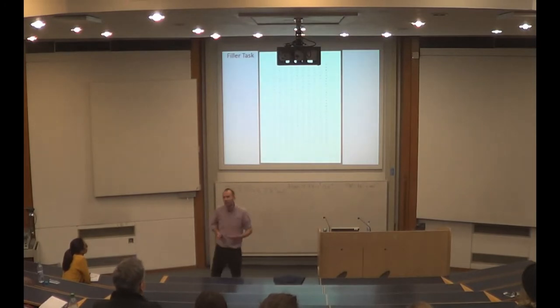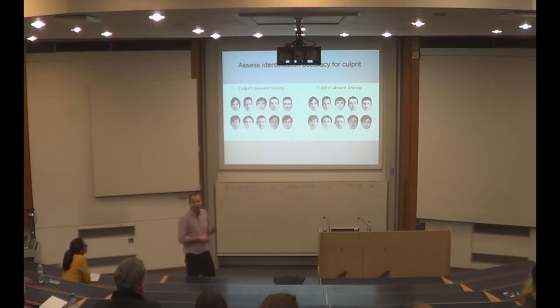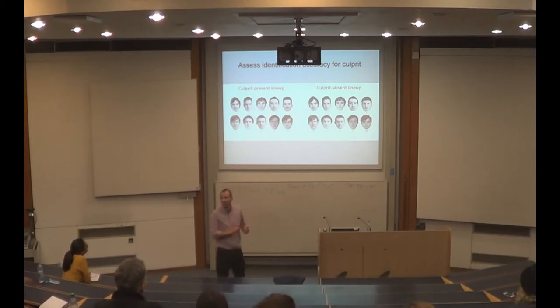We then give people a quick filler task, that's standard procedure in the field, and we then give them either a culprit present or culprit absent lineup. And if you're wondering where the difference is, it's that book there. That's Rob Jenkins, who's of course also a researcher in this field.